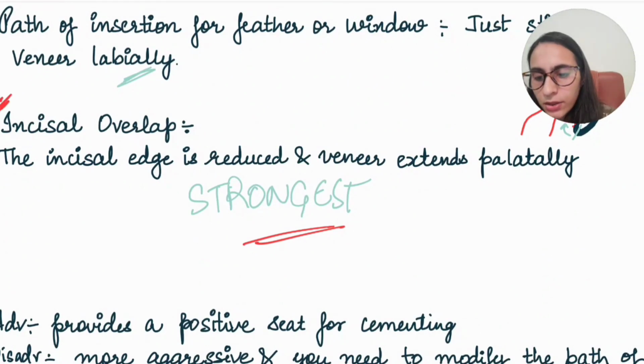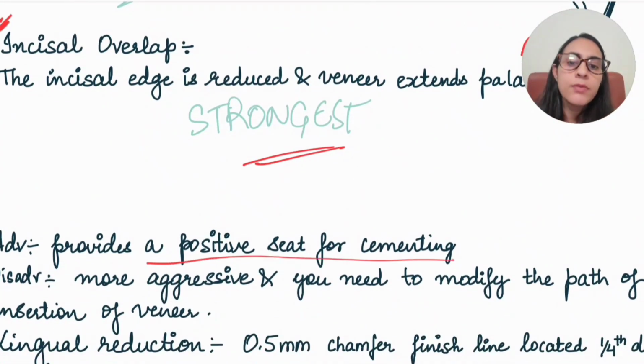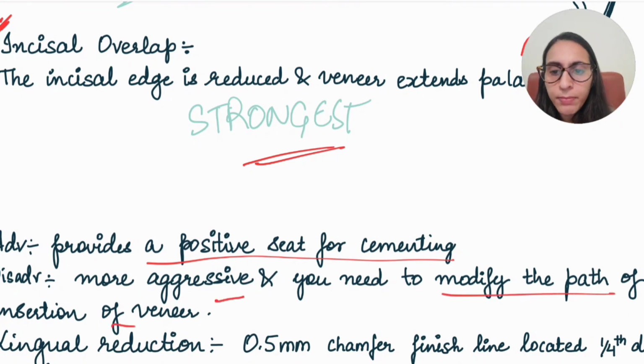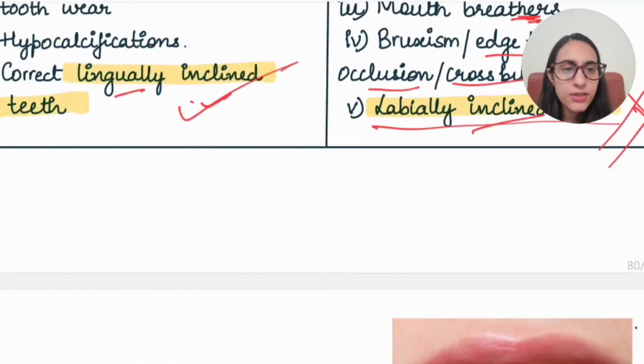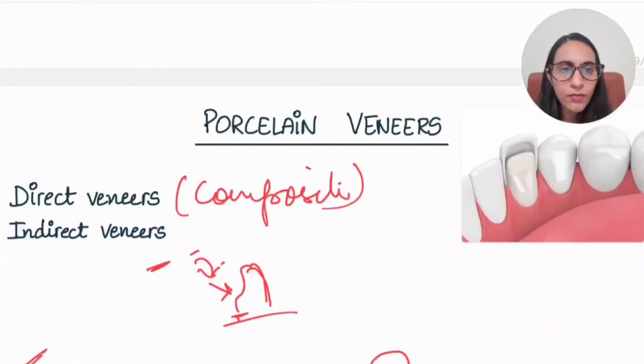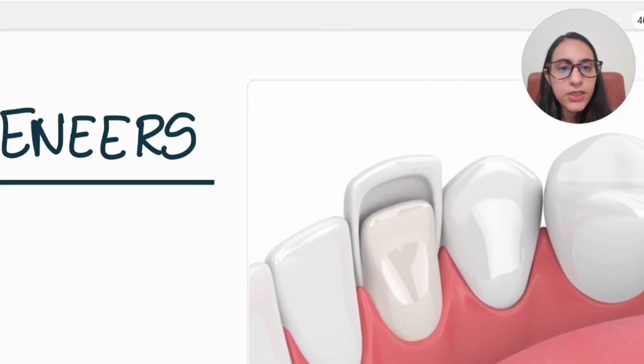The advantage of using this incisal overlap is that it provides a positive seat for cementing, and the disadvantage is that it is more aggressive and you need to modify the path of insertion for the veneer. Why do you need to modify? Since the incisal edge is covered, in a situation like this the incisal edge is also covered in the veneer.